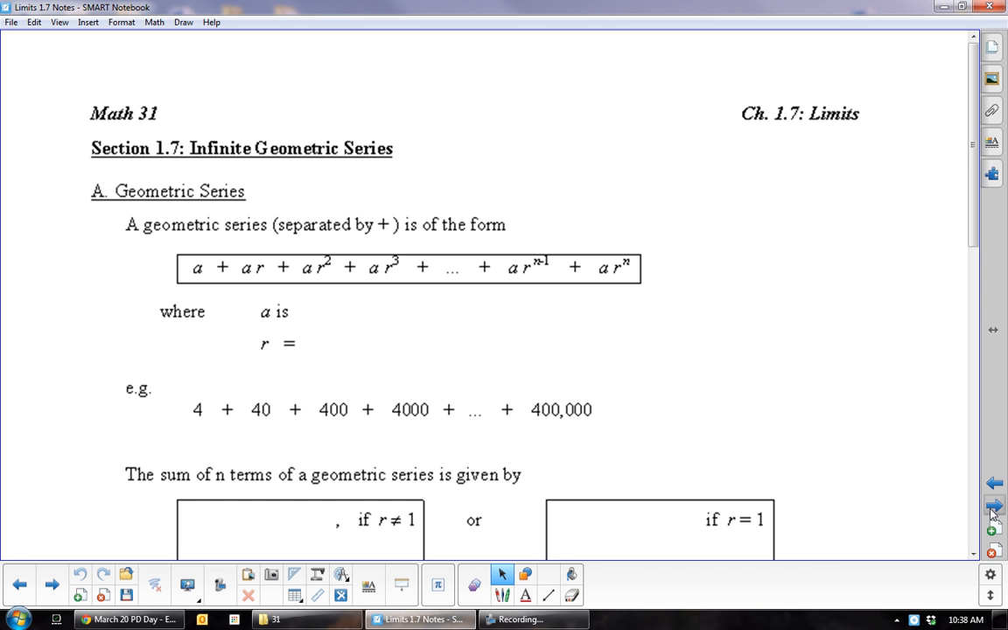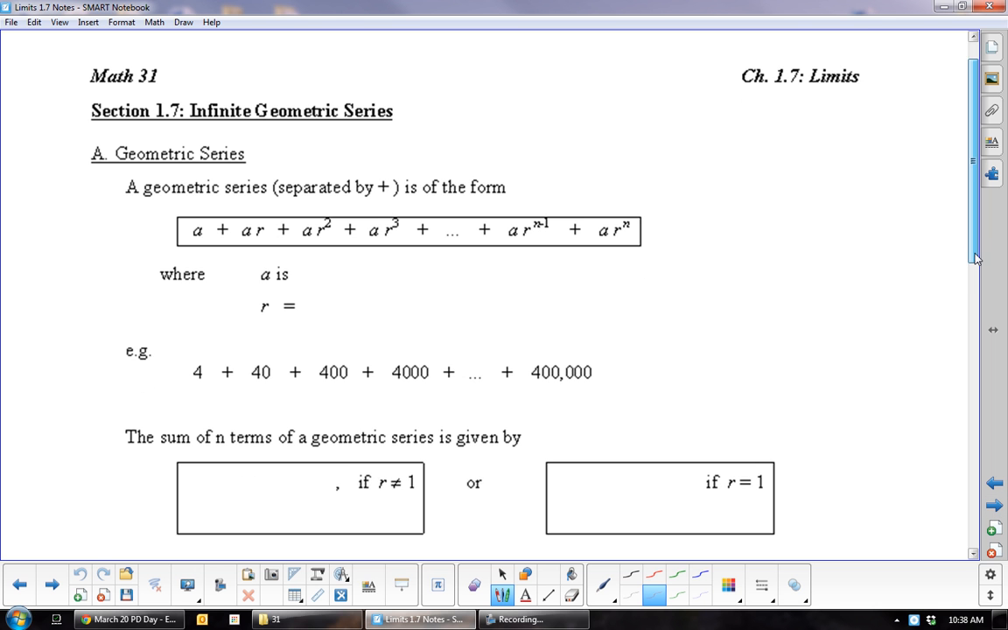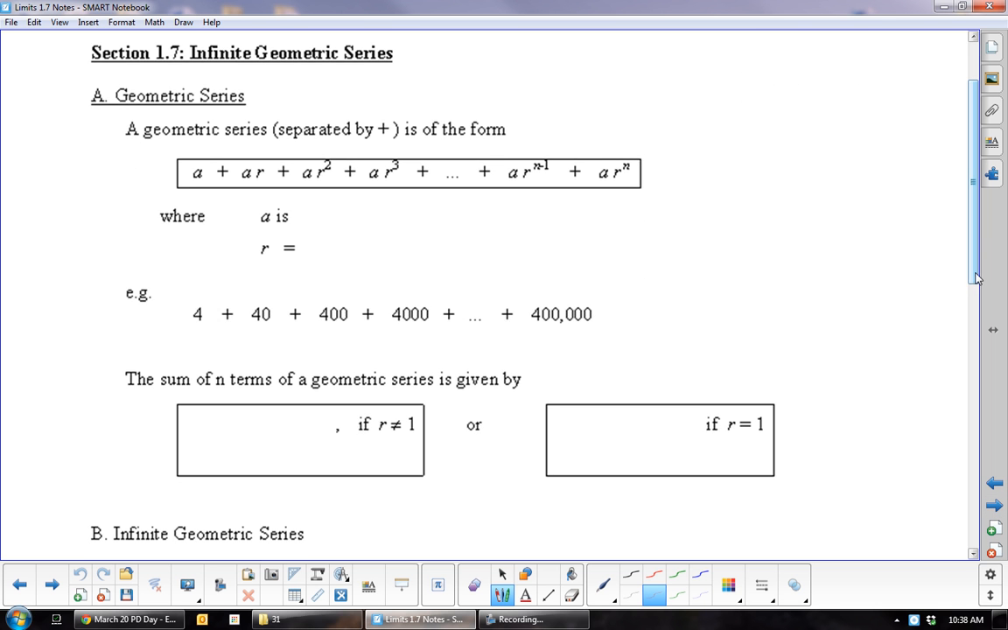Now, a geometric series. First of all, a series is when you add them up. A sequence is when you just note the positions. So when we're adding up a geometric series, we have to know, first of all, the first term, and we have to know what r is. Now, r equals what we call the common ratio.